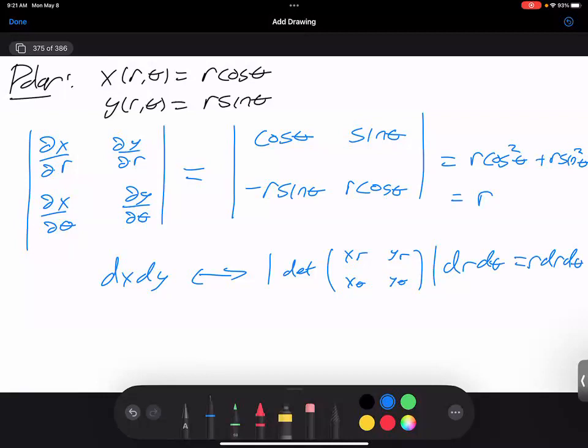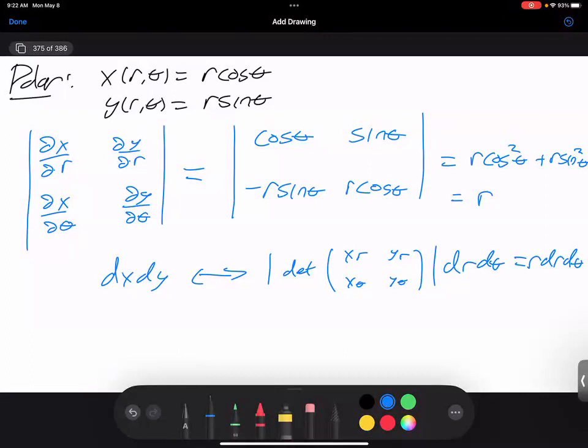As an exercise, do this for spherical. Check and see that when you take the derivatives for spherical, you end up getting the same answer. This is just a good way to make sure you understand what's going on. So this is the 20-minute, with a phone interruption, introduction to change of variables.